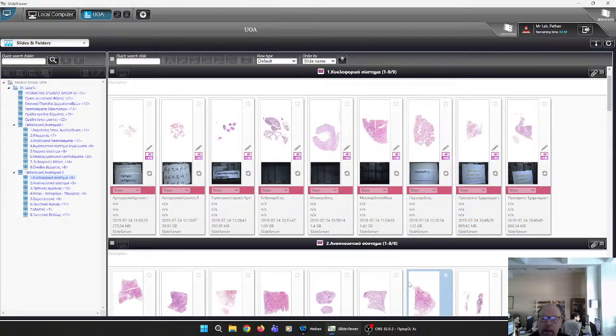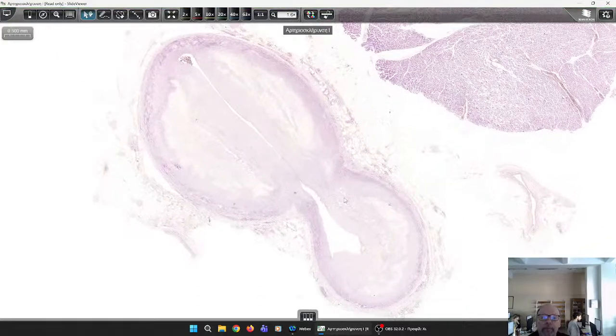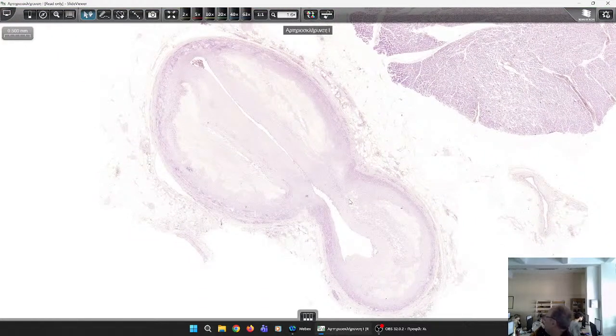So we'll start our study with cases of the circulatory system, heart and vessels. Here we have a coronary artery. You see the media, the muscular layer, and you see that a great part of the inner layer is thickened.